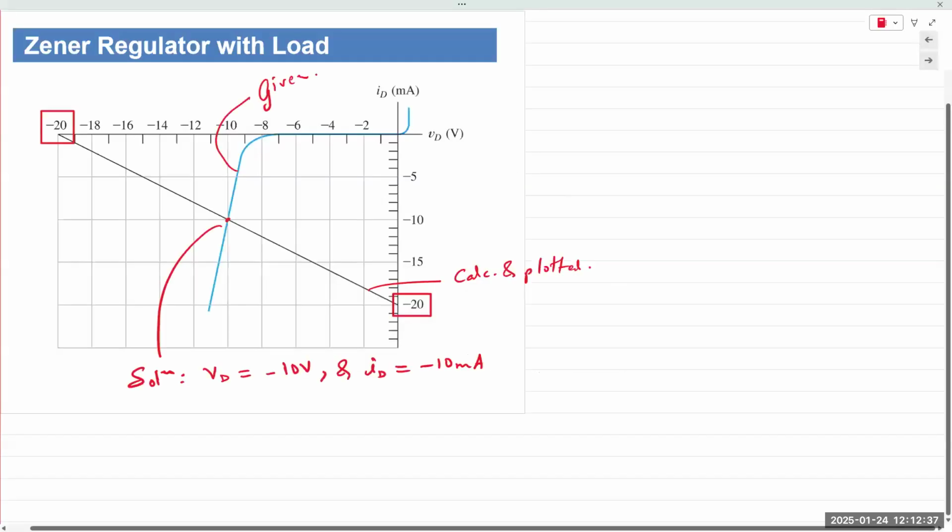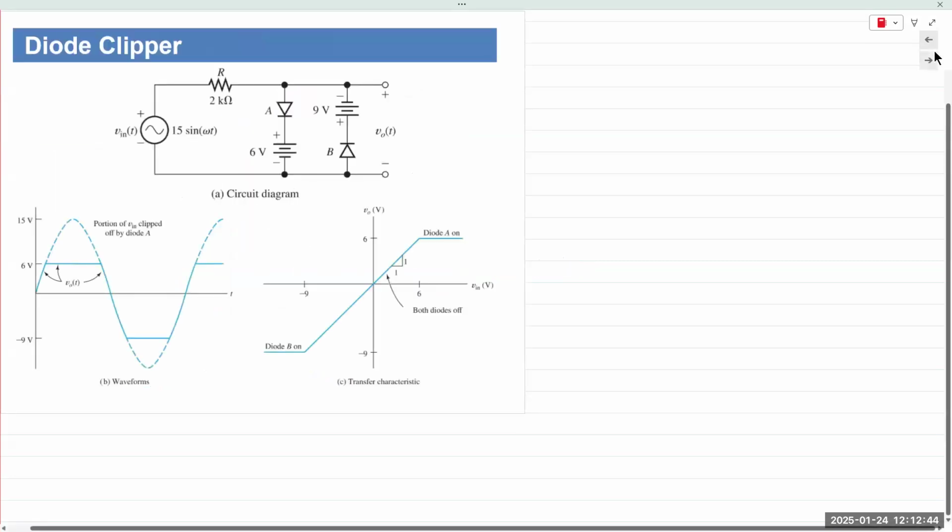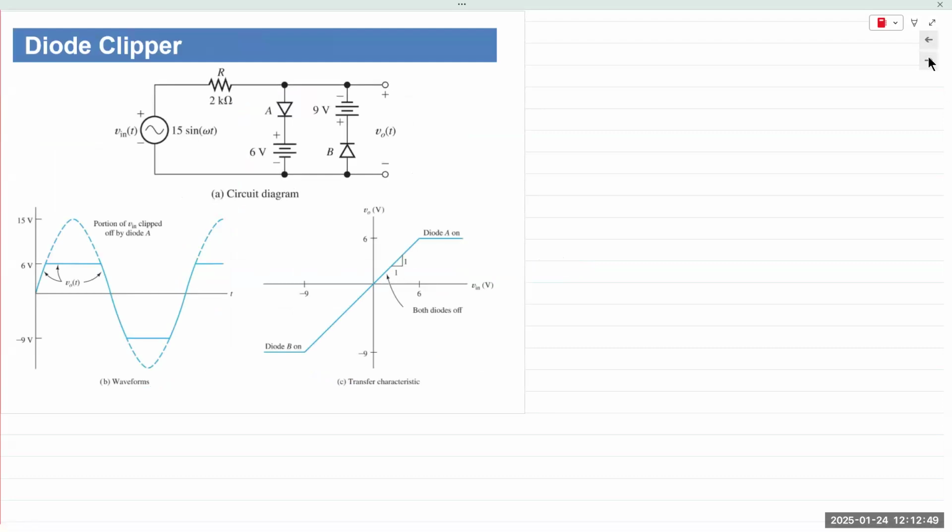So we stopped here, the Zener regulator. There are a few more wave shaping circuits we need to look at. And the first one is the diode clipper. Okay, so clipper is so called because it clips part of your AC waveform. So far we have looked at circuits where it's either DC or just AC applied to it, right? Now we're looking at circuits where we have both AC and DC waveforms being applied. So this is the first circuit where we see both working in conjunction.